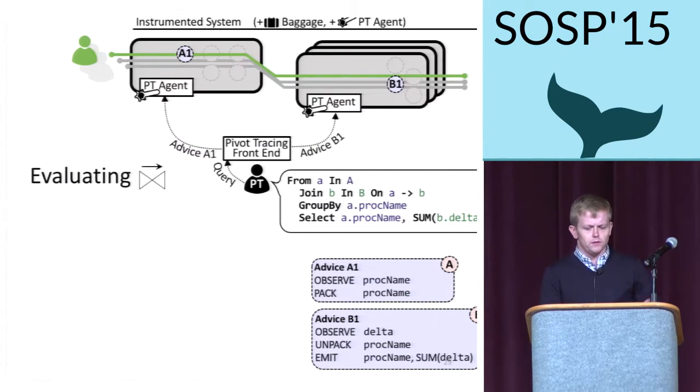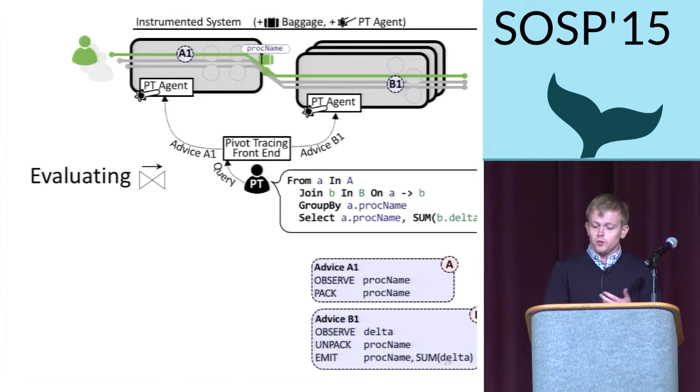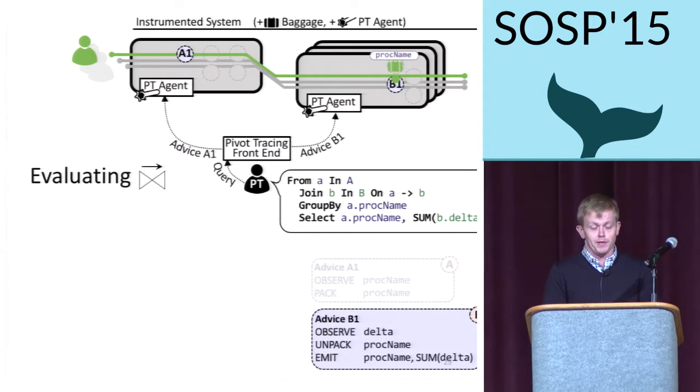So from here, let's look at how the happen before join is then evaluated. When a request passes through trace point A, the advice A1 will be invoked. This will observe the process name and pack it into the baggage. Subsequently, if the request passes through trace point B, the advice B1 will be invoked. This will observe the value of the delta variable, unpack the previously packed process name, and emit an output tuple. If there was no process name in the baggage, then nothing is emitted, because that implies that we didn't go through trace point A.